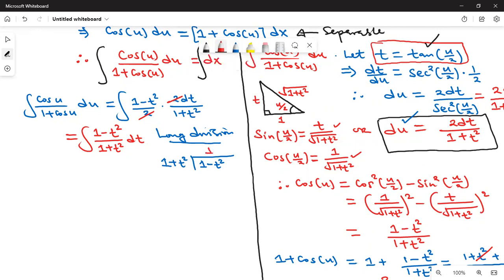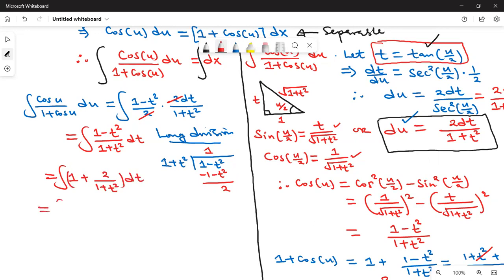So negative 1 times everything here will give us negative 1 minus t squared. Then I subtract: 1 minus negative 1 is 2. Negative t squared minus negative t squared is 0. So this integral can now be written as 1 times, remainder 2 over 1 plus t squared dt. We have used long division.